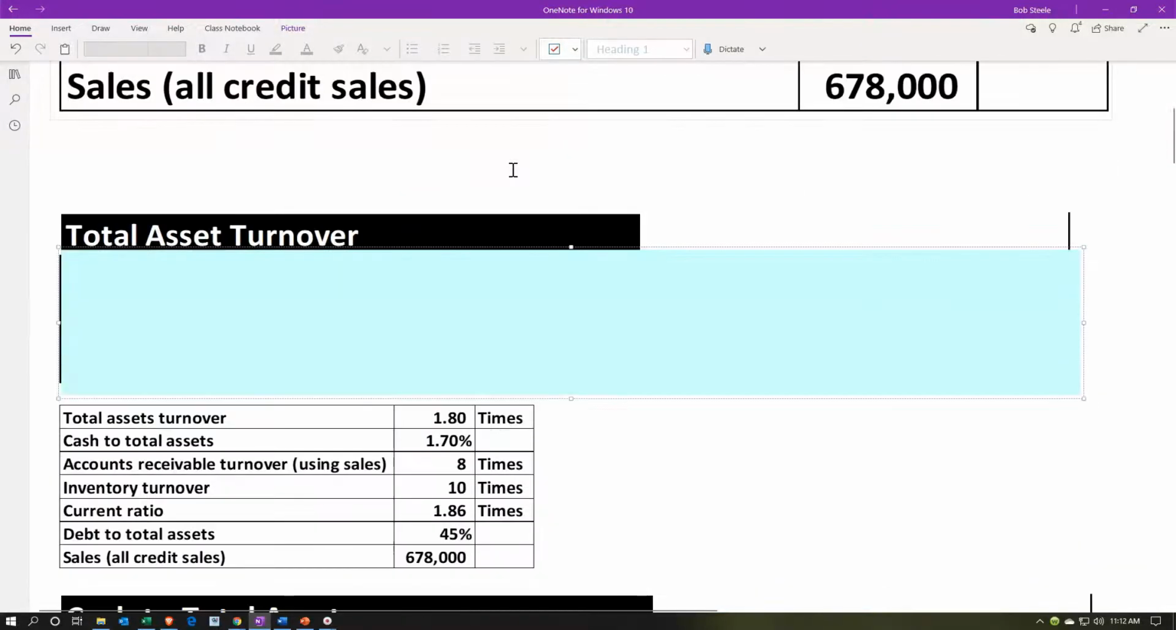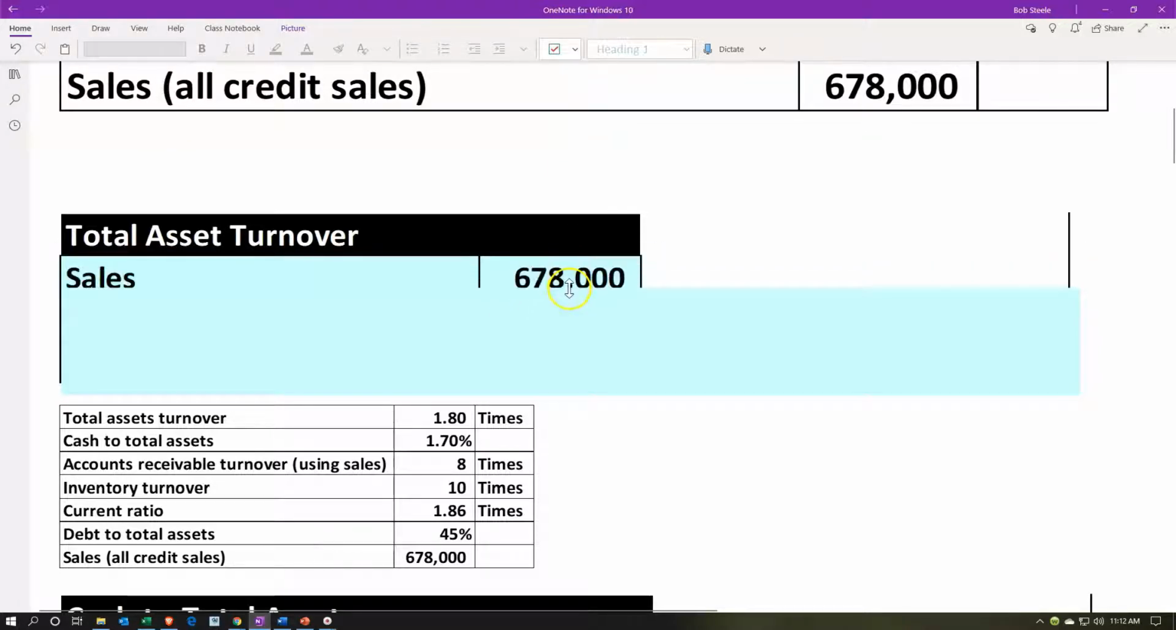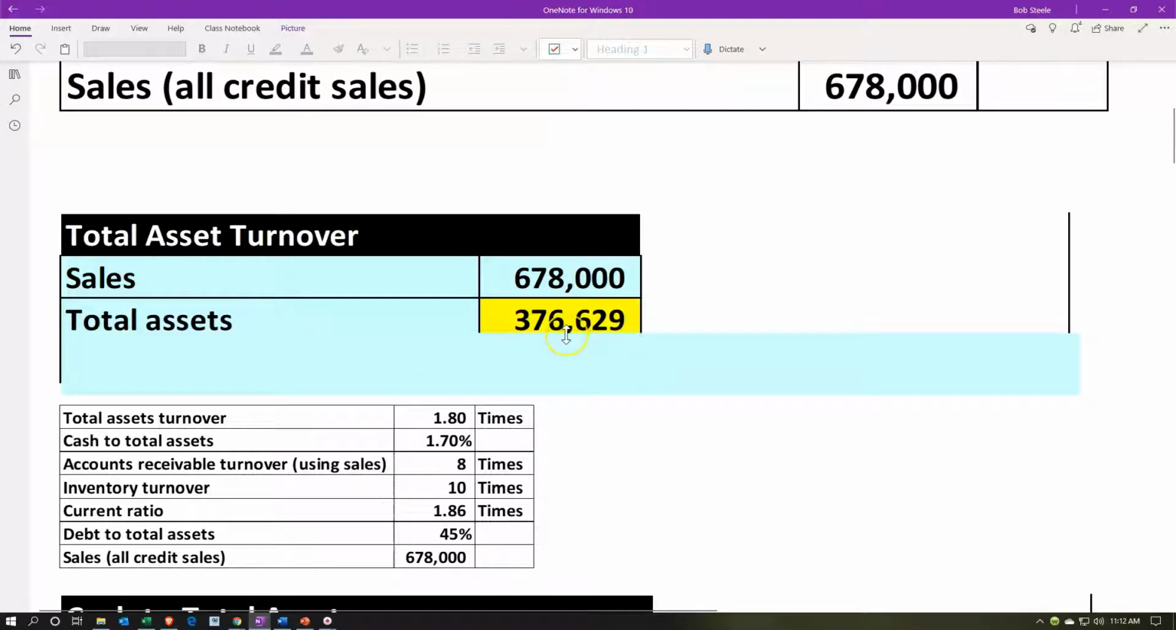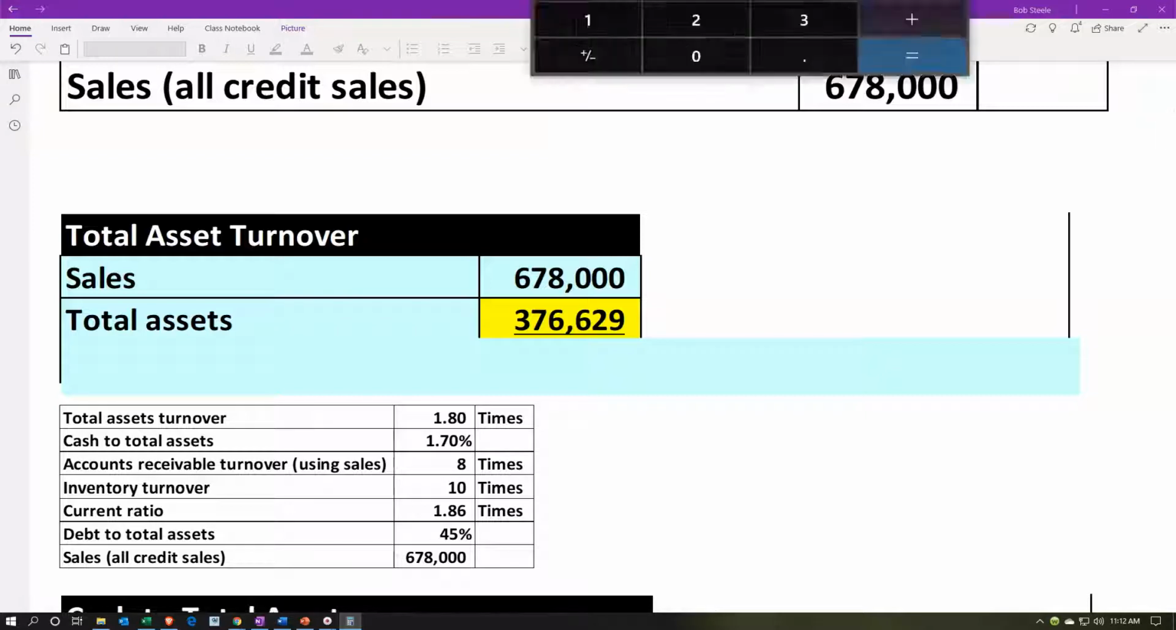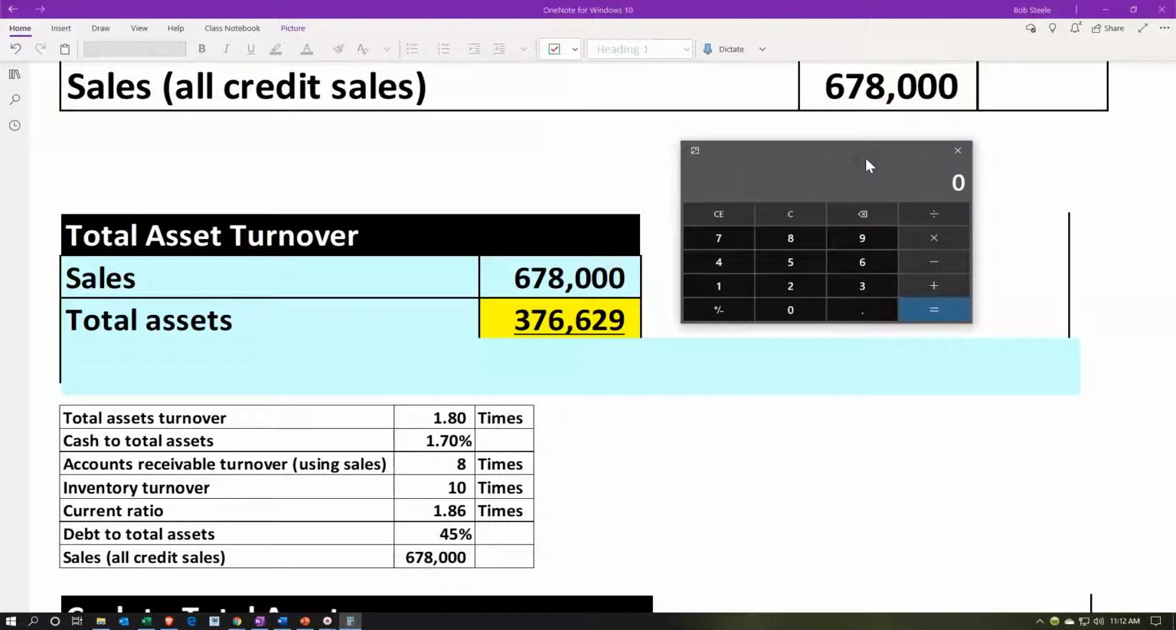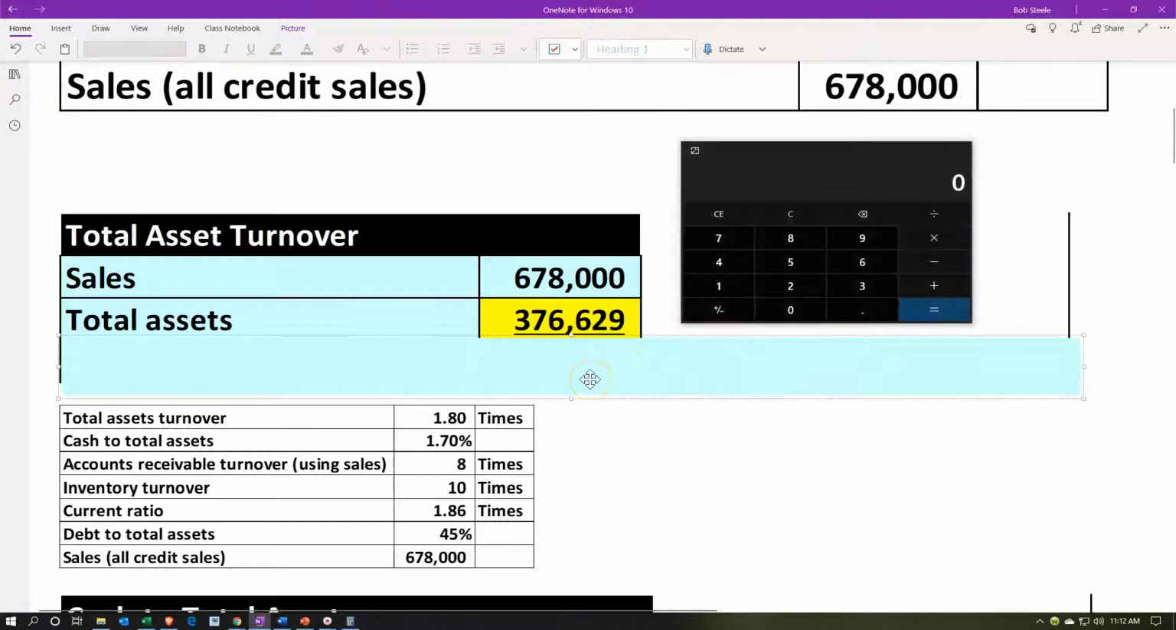So we're going to start looking at some of these ratios. The total assets turnover, they gave us the end result of that. Sales, they said, were 678,000, all credit sales. This is just a summary of the data down below. And then we've got the total assets, which are a balance sheet item. Remember, sales is an income statement item and total assets is a balance sheet item, so there's a timing difference. Therefore, you might see this ratio in the format of sales divided by average total assets. So just be aware of that.